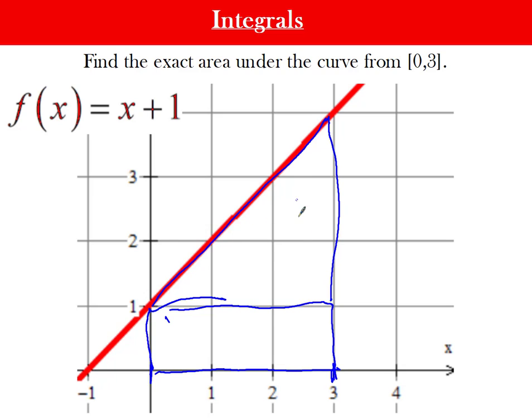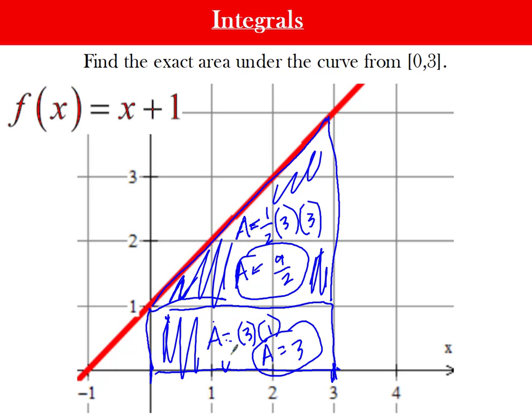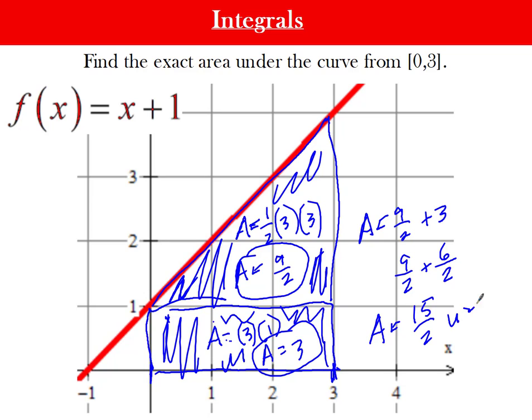So this first one is a triangle. Area is 1/2 base times height, so area would be 1/2. The base is 3 units. The height is 3 units. So the area would be 9/2. That gives us the area for this triangle right here. Then the area of this one is a rectangle, base times height, or 3 times 1, which would obviously be 3 units. That gives us the area for this right here. So if we add these two together, 9/2 and 3, and let's get a common denominator, 9/2 plus 6/2, the area would end up being 15/2 units squared.